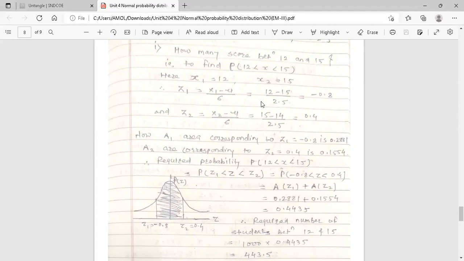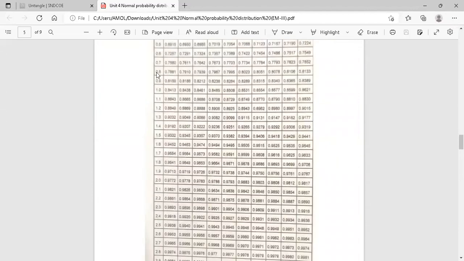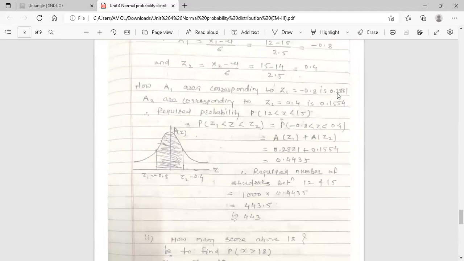See, what is Z1? Z1 is minus 0.8. You find the area of 0.8 from the normal distribution table. In the first column you see 0.8, value 0.7881, and subtract 0.5 from this value 0.7881. Subtract 0.5 and you will get the area here. It is 0.2881.